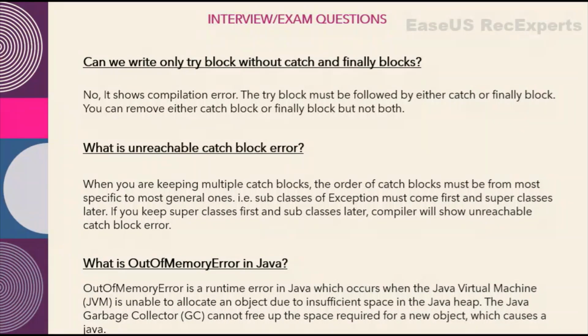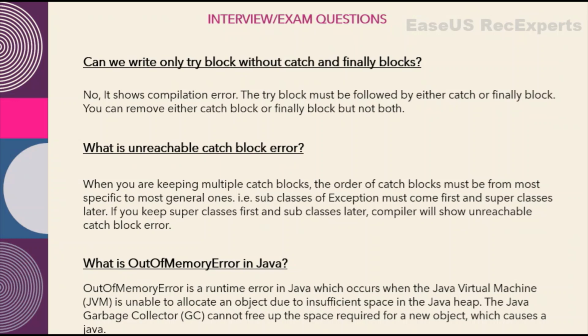Next question is, can we write only a try block without catch and finally blocks? The answer would be no. It will give you a compilation error. You have to write either a catch or finally block after the try block, because whatever exception can occur inside the try block, one catch or finally block is required to handle that.